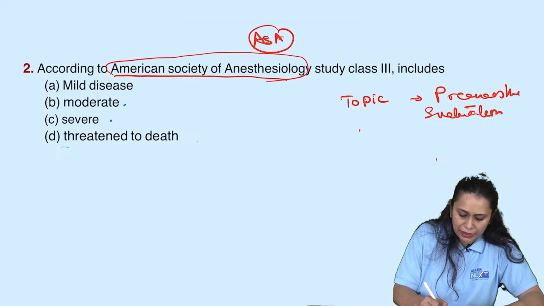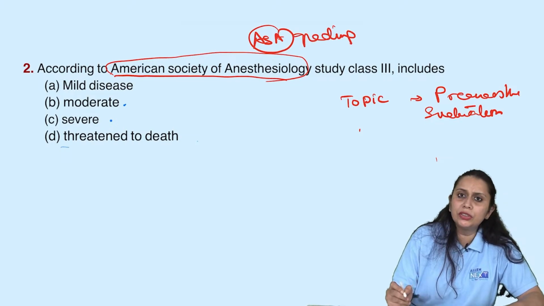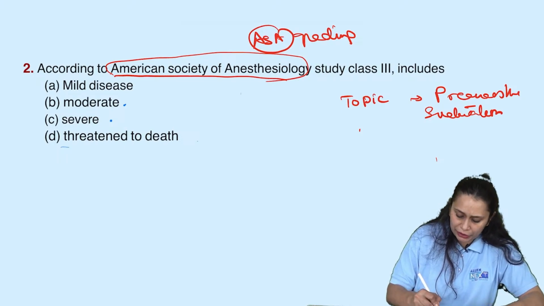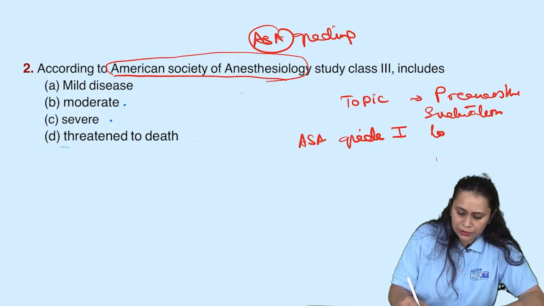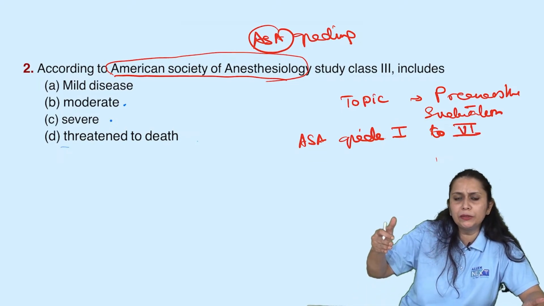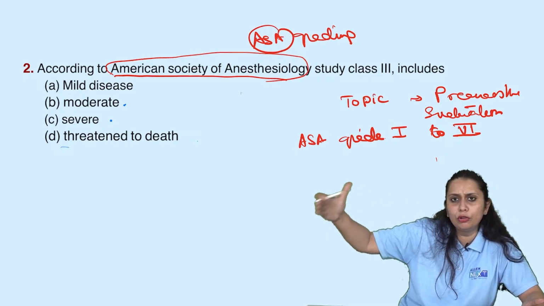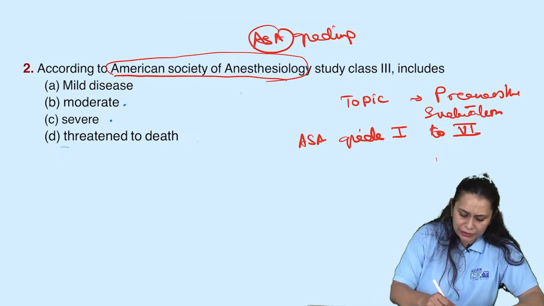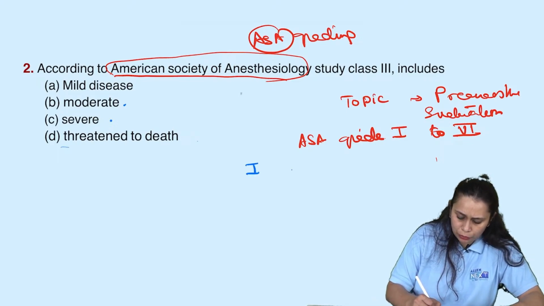This ASA grading we do prior to surgery to assess the risk associated with surgery, right? And as I already told you, we have 6 classes: ASA grade 1 to 6. This grading tells us about the risk associated with surgery: from 1 to 2, 2 to 3, 3 to 4, 4 to 5, 5 to 6, the risk is gradually increasing. And this is not a uniform grading system. 1 to 4 is one type of grading system. 5 is separate and 6 is separate.